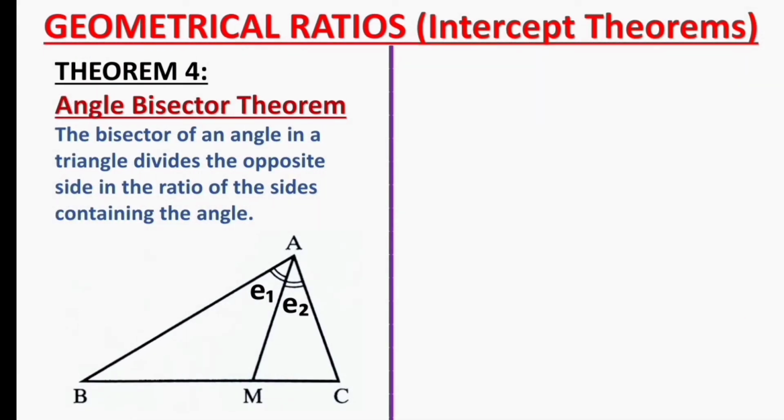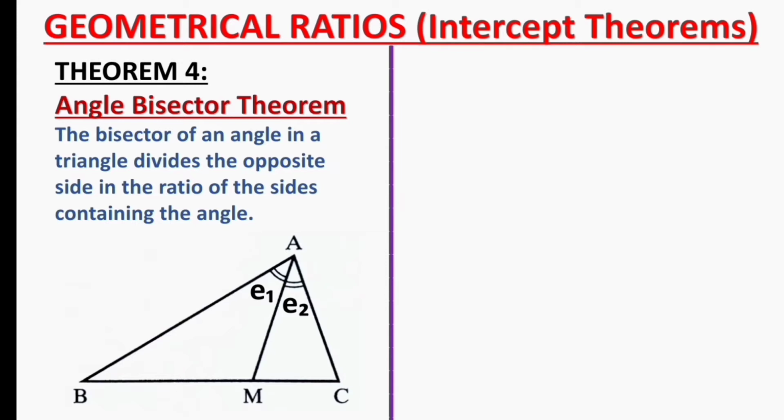Look at our last intercept theorem, theorem 4, the angle bisector theorem. The bisector of an angle in a triangle divides the opposite side in the ratio of the sides containing the angle. We have a diagram below to illustrate theorem 4. Here we have a triangle ABC with the angle at A bisected by the line AM to form two equal halves, which are angles E1 and E2.